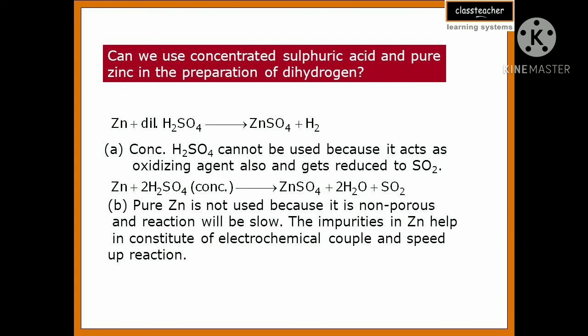Pure zinc cannot be used in this process. The reason is it is non-porous and the reaction will be slow. The impurities in zinc help in constituting an electrochemical couple and speed up the reaction.